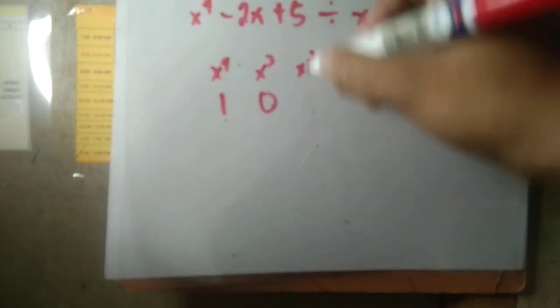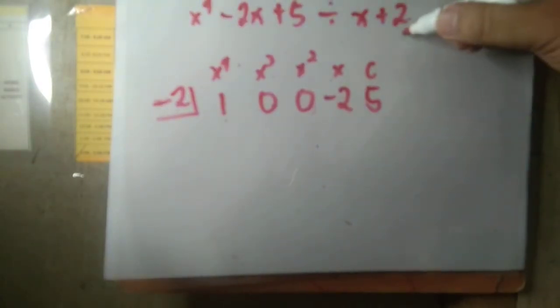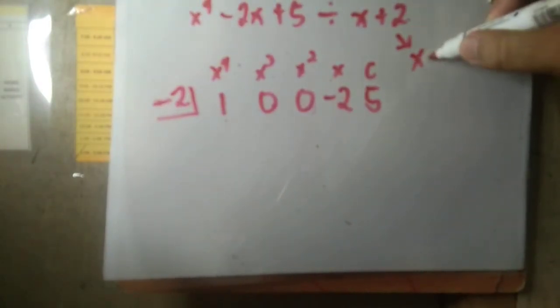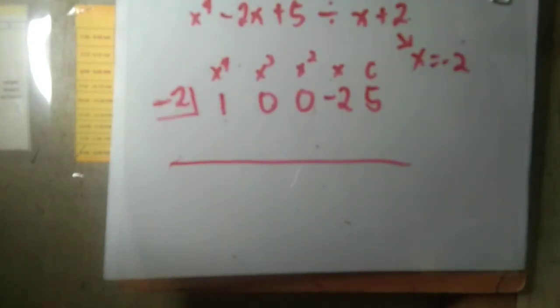Yung numerical coefficient ni x to the fourth ay 1. Wala tayo kay x cubed, so 0. Wala tayo kay x squared, 0. X is negative 2 at yung constant value ay 5. And then sa gilid, ang isusulat natin ay negative 2. Assuming na isosolve natin yung value ng x nito, x is equal to negative 2. So, yun yung idea. Okay, let's start dun sa synthetic division.